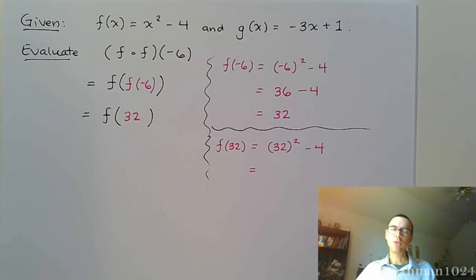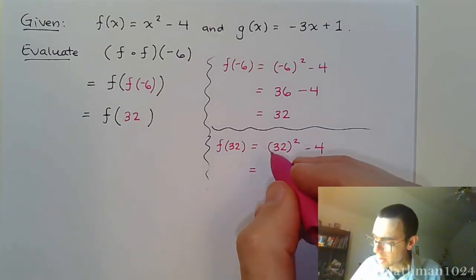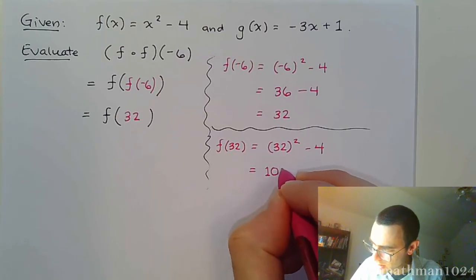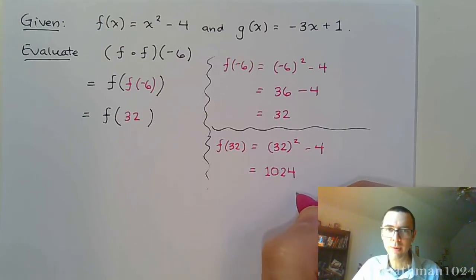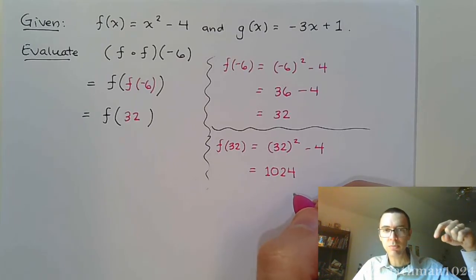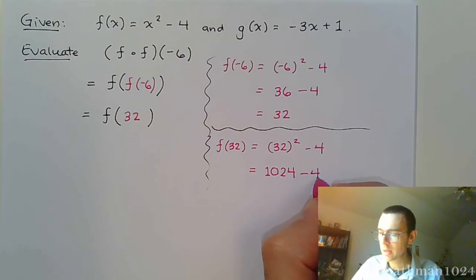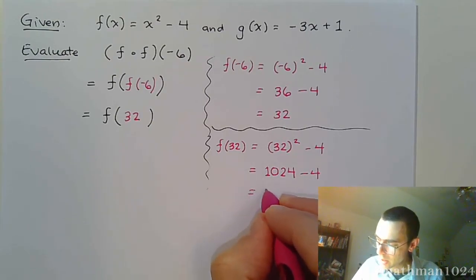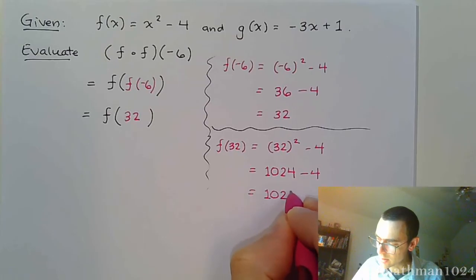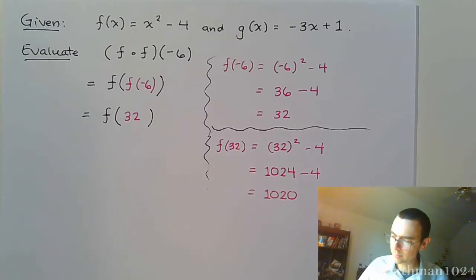Of course, you know what 32 squared is because it's one of my favorite numbers. 32 squared is 1024. I feel like I might have seen that somewhere before. And then minus 4. So altogether, this is 1020.